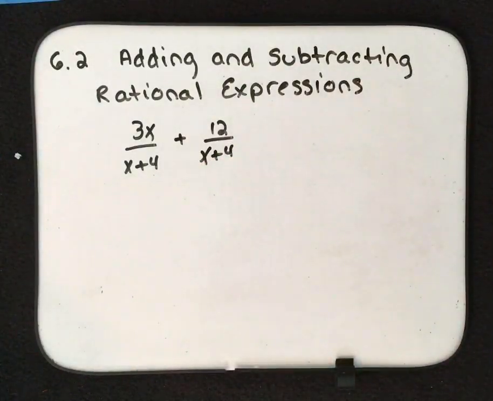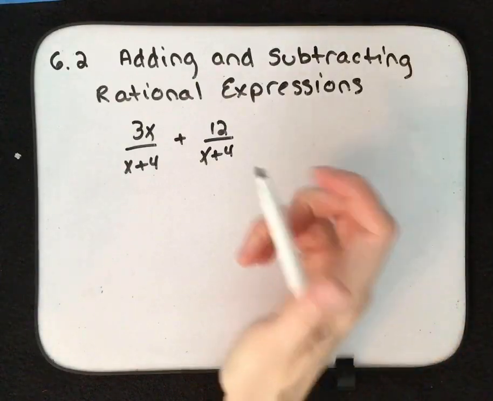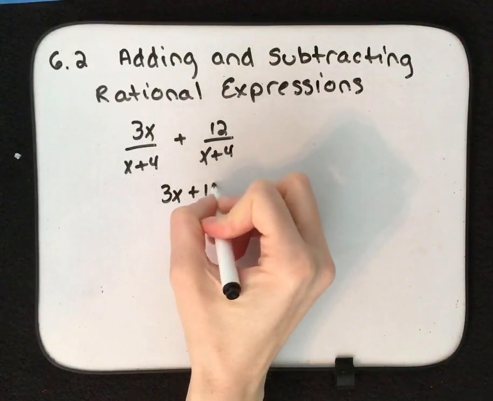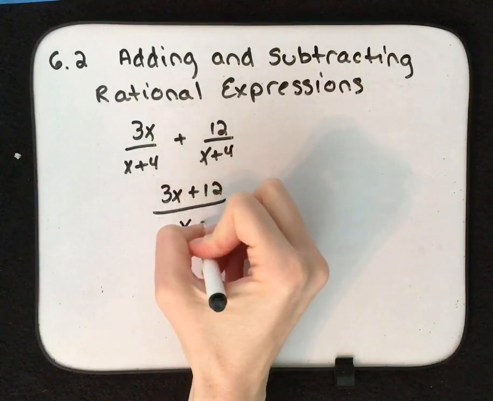Whenever you try to add or subtract fractions, you first need to make sure that you have a common denominator. In this case, we have x plus 4 as the denominator for both of our fractions. So we have a common denominator, so that's a good first step. If you have a common denominator, that means you can just add your numerators. That gives us 3x plus 12 all over x plus 4.